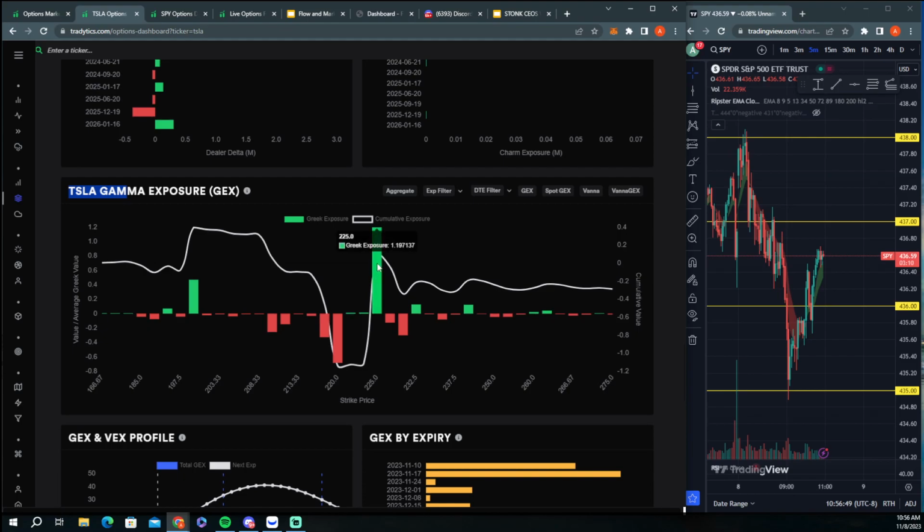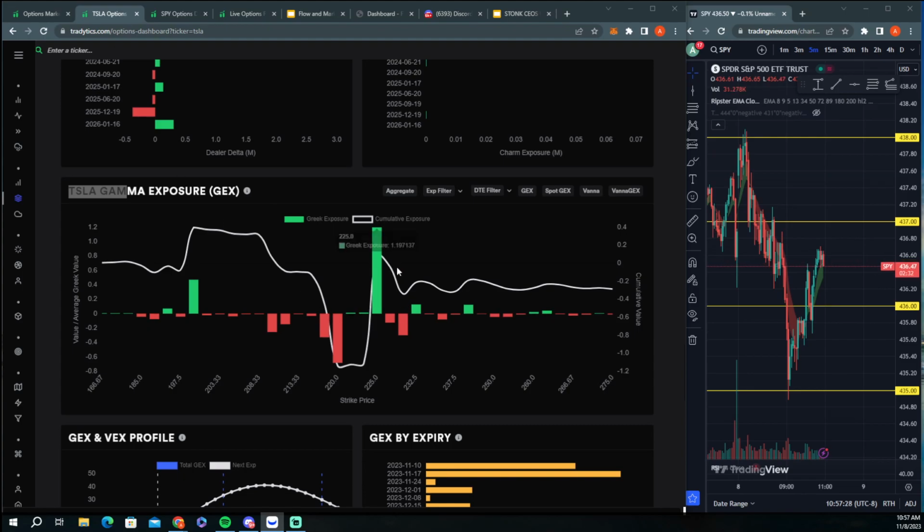So you can see that there's a big positive one at 225. I'm not sure where Tesla is right now. Okay, yeah, so it's at 220 right now. So you can see that if price moves up towards 225, we can see a big rejection, since that's a big positive gamma exposure level there. We didn't get to it, it looks like. It looks like we opened up yesterday at 225 around there, and then we head back down. So you can see that it rejected that level yesterday.